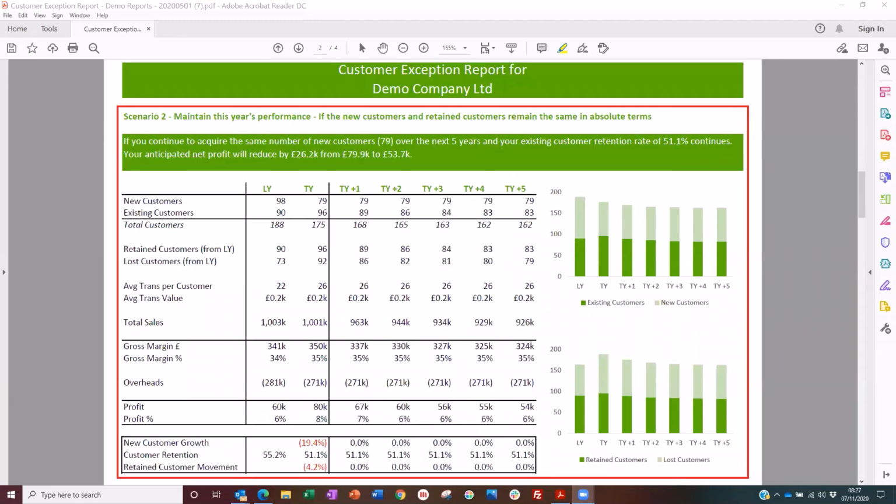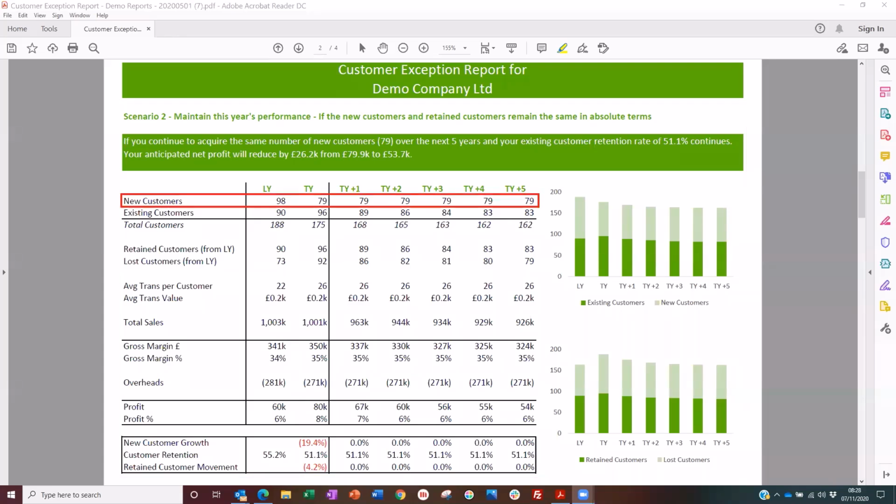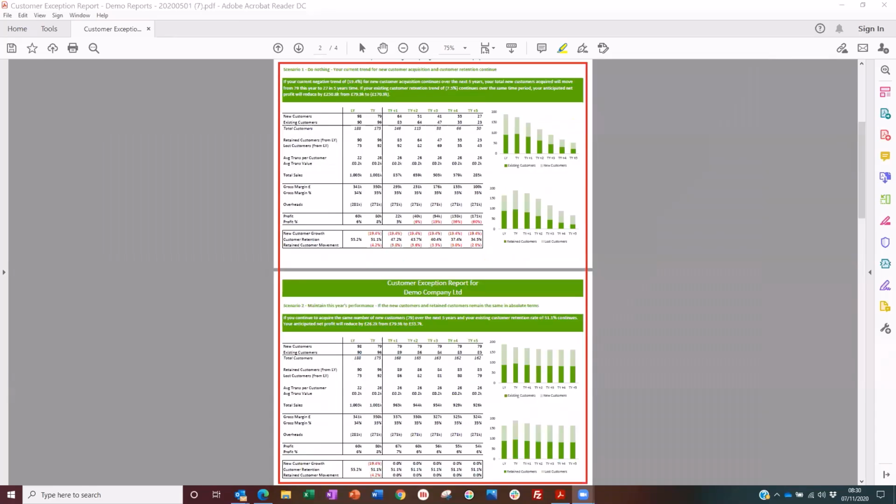Scenario 2 highlights the impact on future profitability of the new customers acquired and the existing customers retained remaining the same as the previous 12 months. In this example, we continue to acquire 79 new customers each year, and we continue to retain 51.1% of customers from the previous year. If either scenario 1 or scenario 2 suggest a decrease in the future profitability of the business, the customer exception report will be produced.